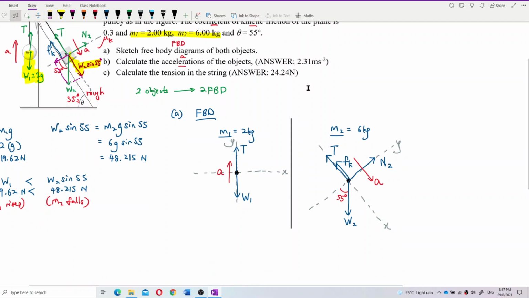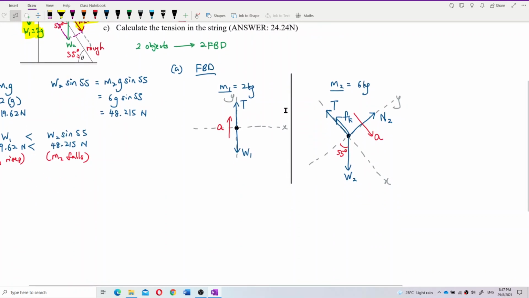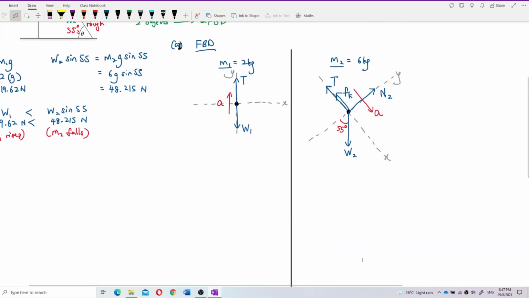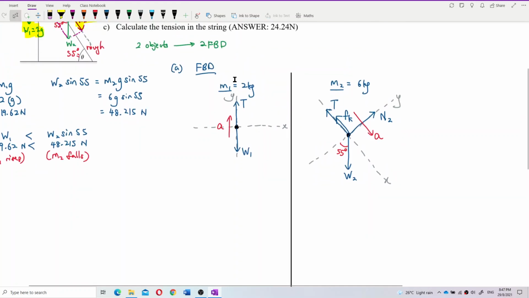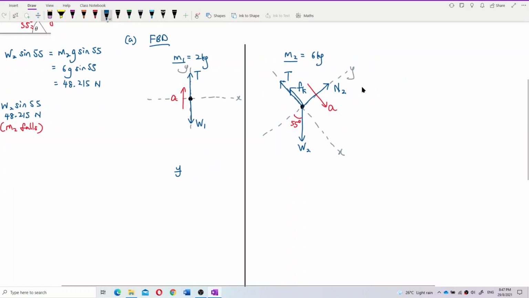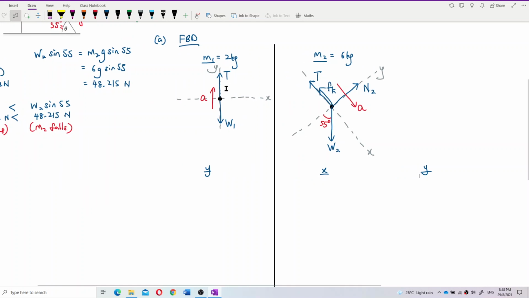So what do we do now? There are quite a lot of things you need to do. For mass 1, it only has y components, so you only do the y components. But for mass 2, it has two components, an x component and also a y component. So first of all we do the y components.